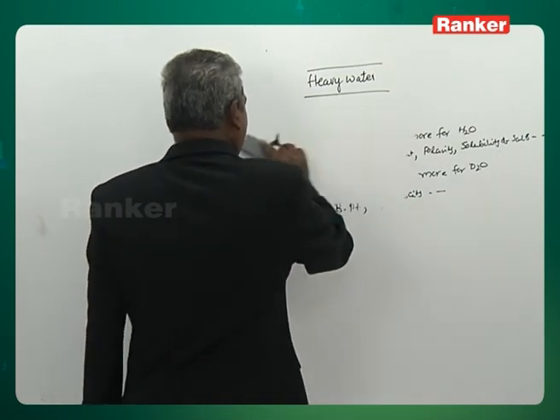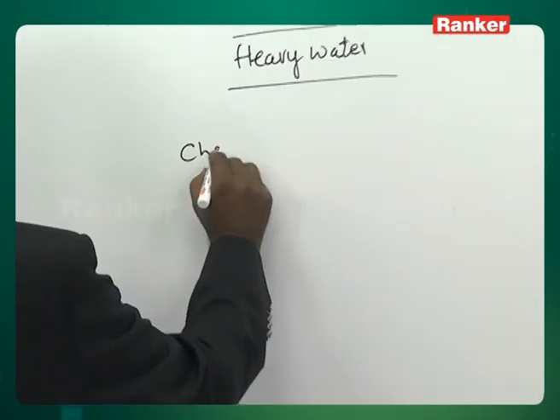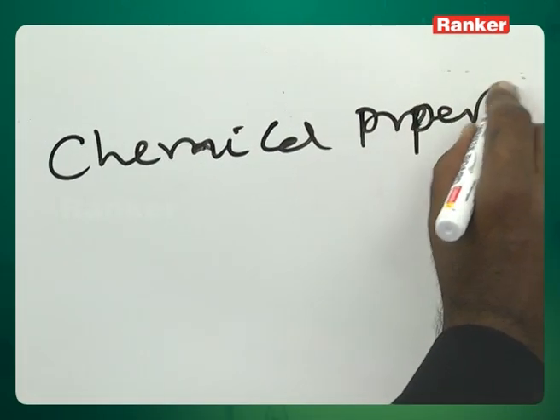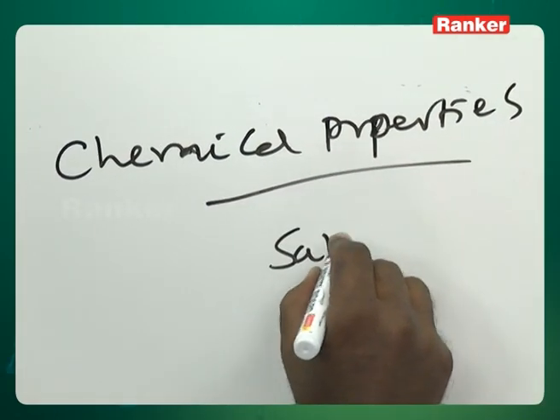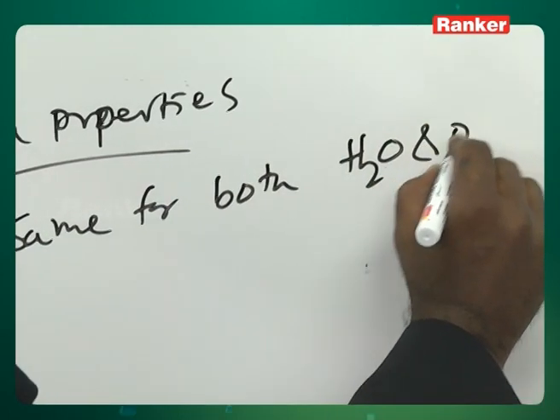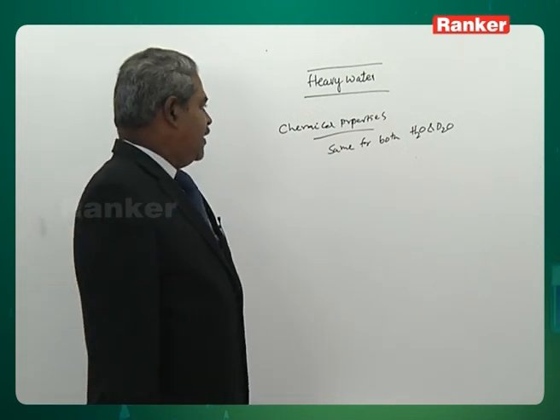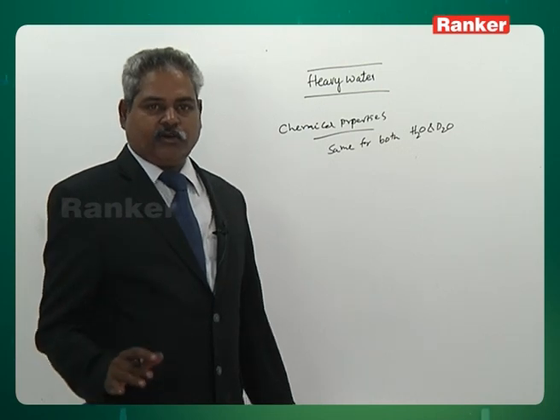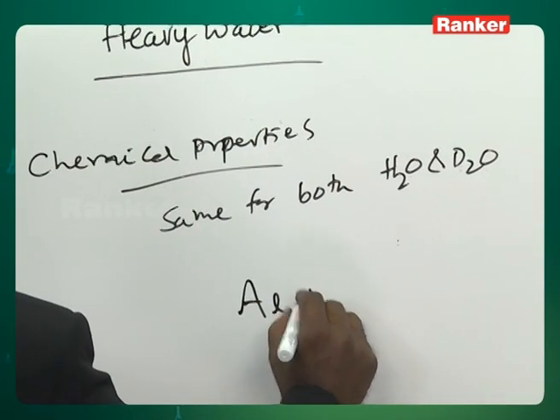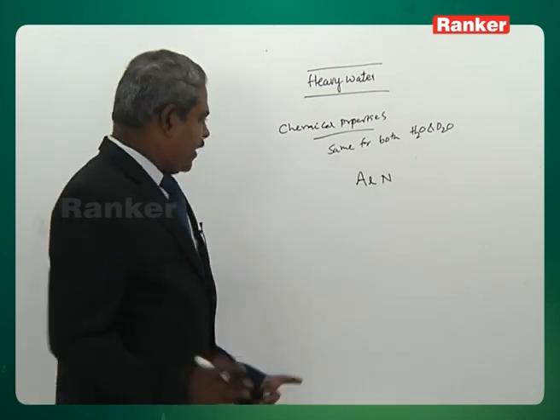Now, what about chemical properties? Chemical properties are the same for both H2O and D2O. I will tell you what. For example, reactivity with water, or sometimes it is called hydrolysis also. Suppose you have aluminum nitride. Hydrolysis means you break the bond.